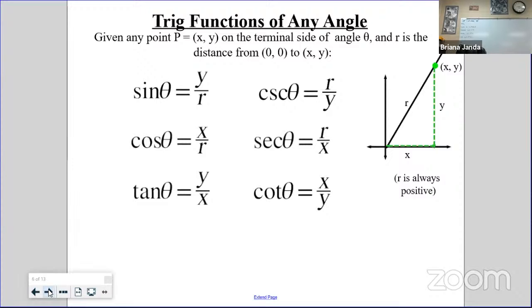So this chart right here, and I'm going to refer to this as the chart. It is true. And as we move to the different quadrants, maybe our x value becomes negative, so then our cosine value becomes negative. Or maybe we're in quadrant 3, so both our x and our y are negative. Well, if both our x and our y are negative, that becomes a positive number for your tangent.